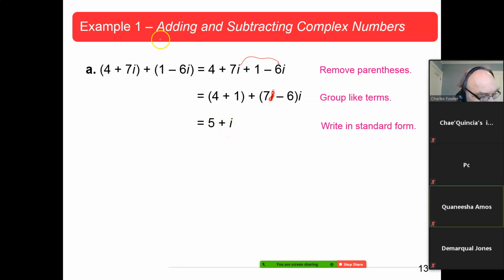Let's just do the second one because they started it out for you. Here's the B one. 1 plus 2i. Now they put parentheses just to show you that's a complex number. Plus 3 minus 2i.